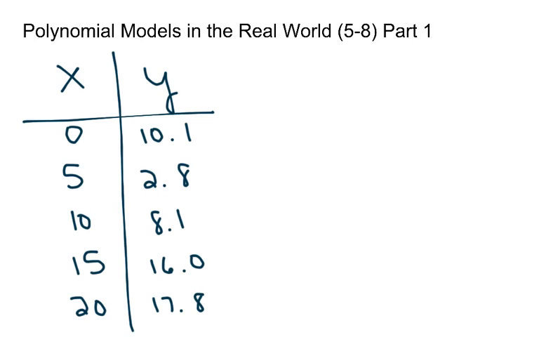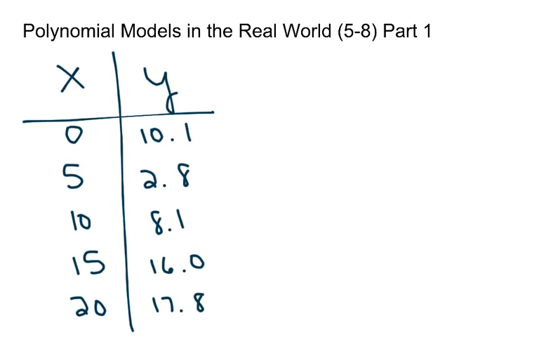So we're going to go back and review how you put data into the calculator and how you look at the scatter plot on the screen. So here's a set of data that is some polynomial. And I don't know what polynomial it is yet, but we're going to just start with the data.